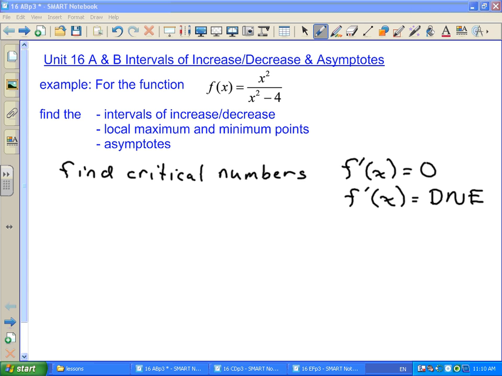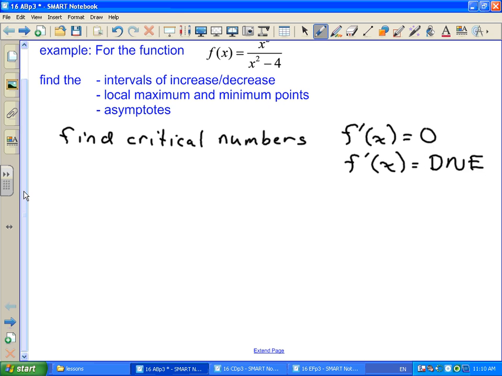We haven't talked too much about this case where our derivative did not exist because up until now we've been dealing with mainly polynomial functions. But if you look at this f of x here, this is a rational function. We've got something in the numerator and the denominator. So we're going to run into a lot of cases where our first derivative does not exist, and we have to take that into account. So let's start here by finding our critical numbers.